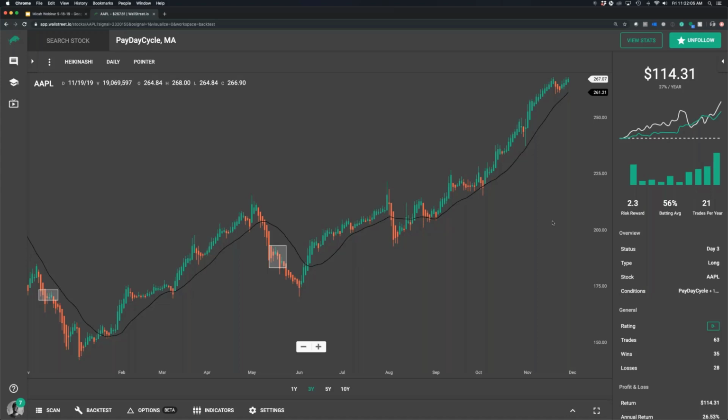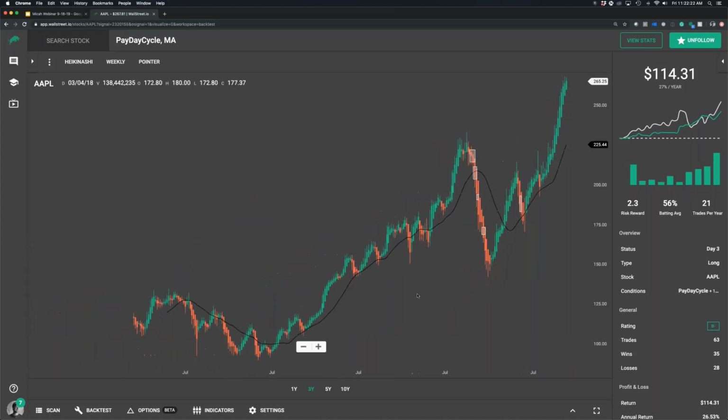The other part that I really love about this strategy is you've got an entry, you've got a stop, you've got a target. You've got all three components. You've got great batting average, great risk reward, everything like that. But check this out. This strategy has been profitable every single year for the last 10 years. Every year for the last 10 years.